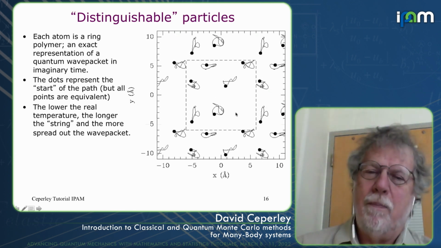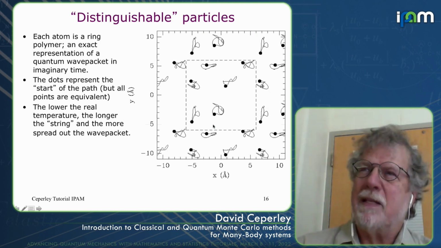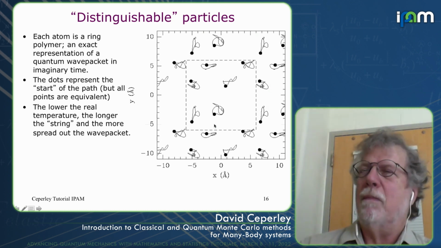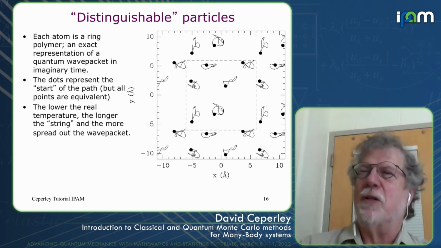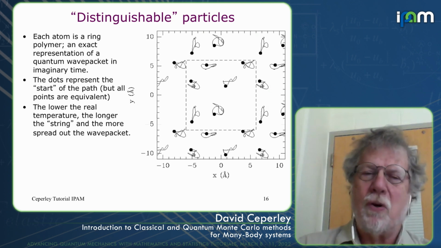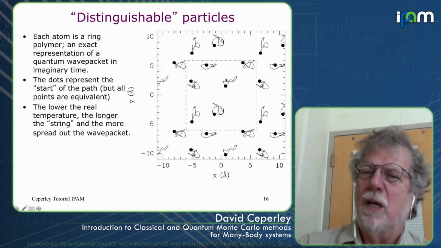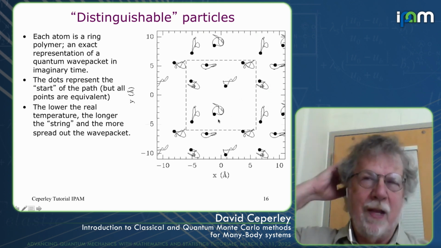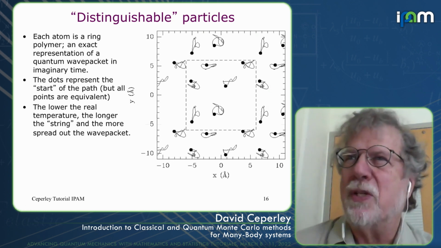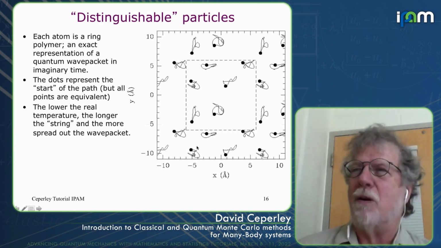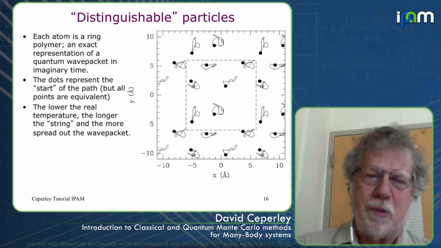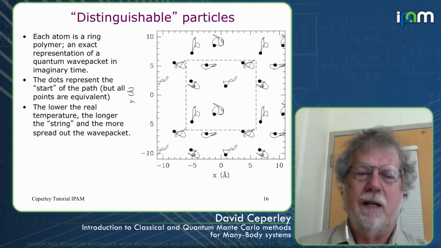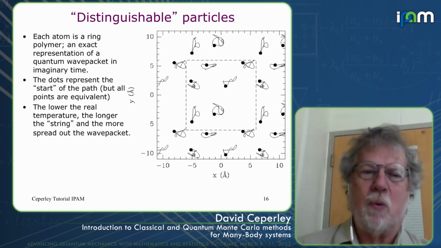Now, the paths start and end at the same place. That's because to calculate many properties, you want the trace of the density matrix. So that means the path has to return to its starting place. The lower the temperature, the longer the rubber bands get. And then they start to interact with each other. And that's when the entanglement in quantum mechanics comes in, when these different paths start running into each other. So the lower the temperature, the real temperature in the quantum system, the longer is the rubber band and the more spread out is this wave packet.